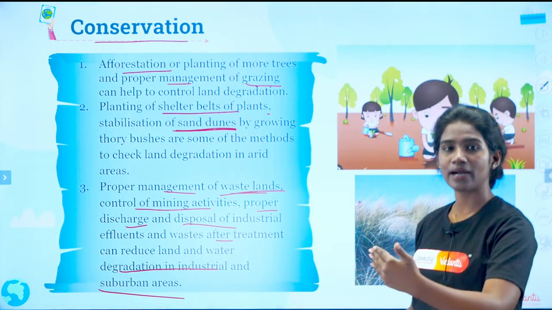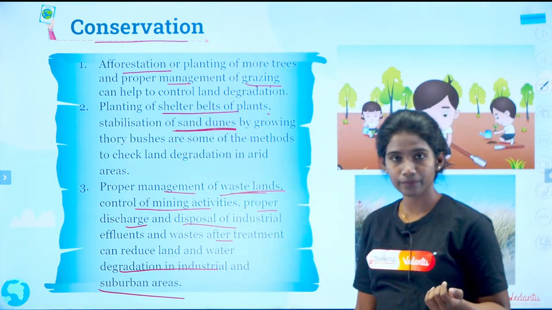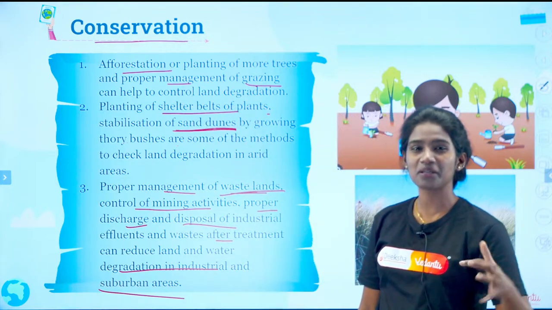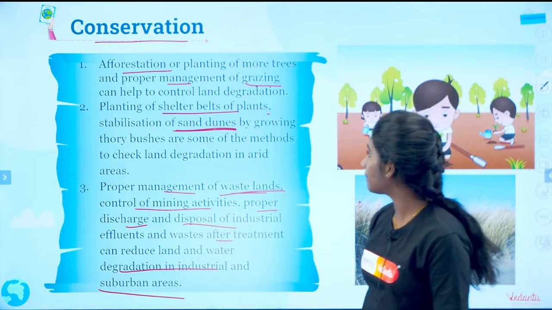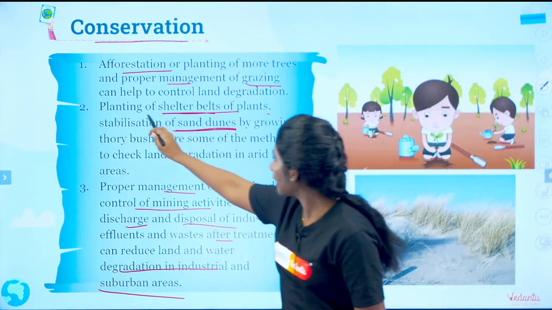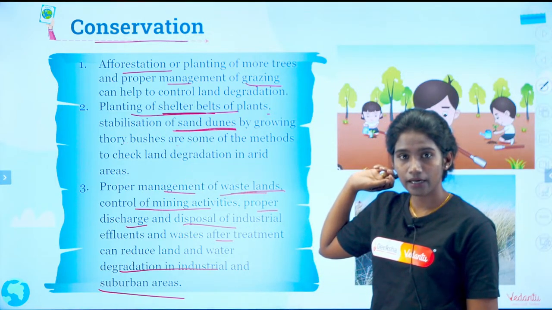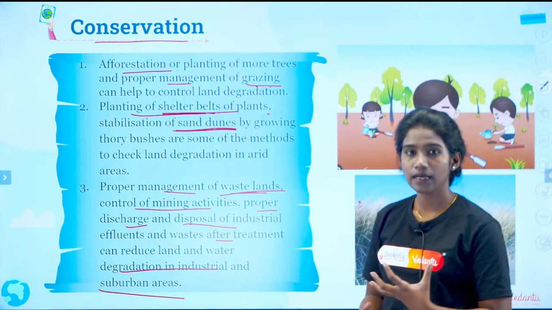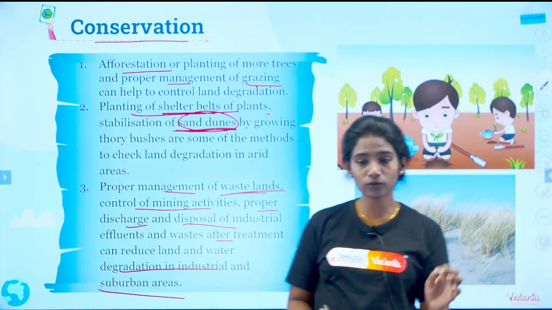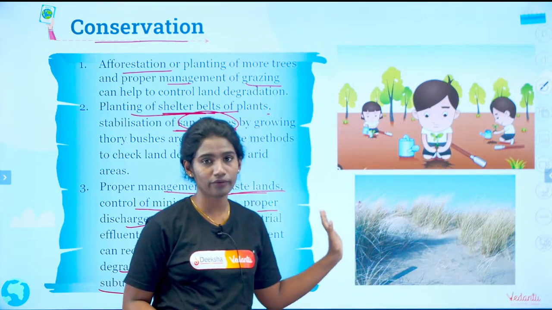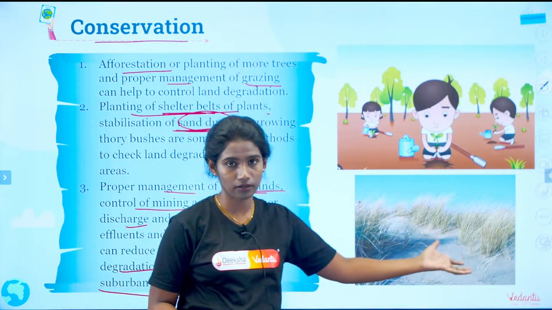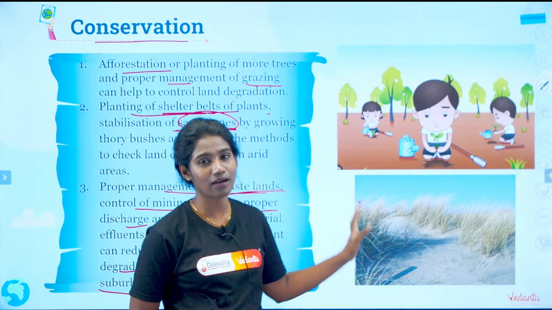So now, how can we overcome land degradation? By afforestation and proper management; we should prevent overgrazing and all that. We should not let that happen. Along with that, planting of shelter belts, and also growing thorny bushes on sand dunes. Sand dunes are where we grow thorny bushes like this to prevent the loss of soil, that is, the loss of sand particles. Usually this is done in desert areas like Rajasthan.